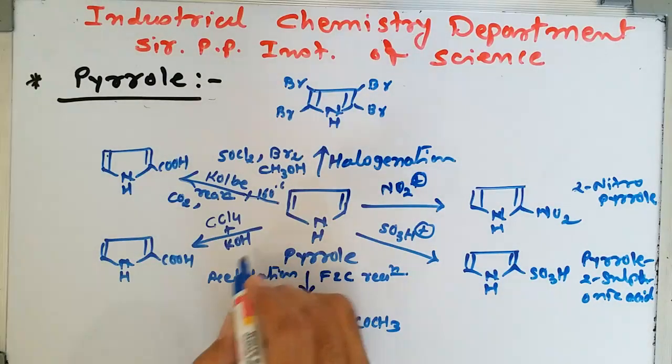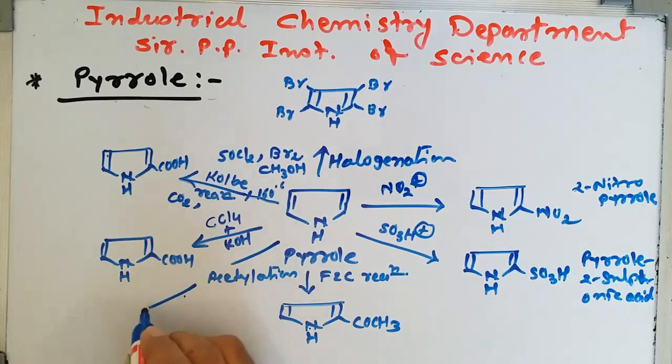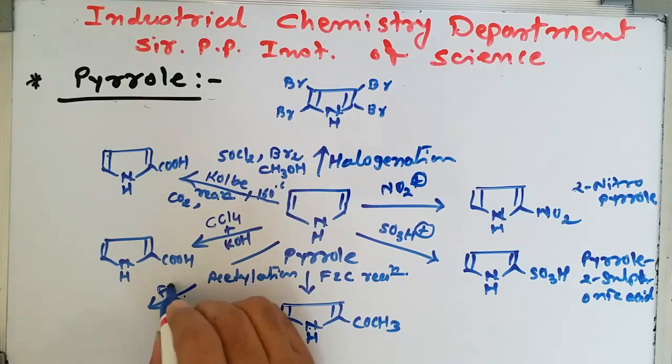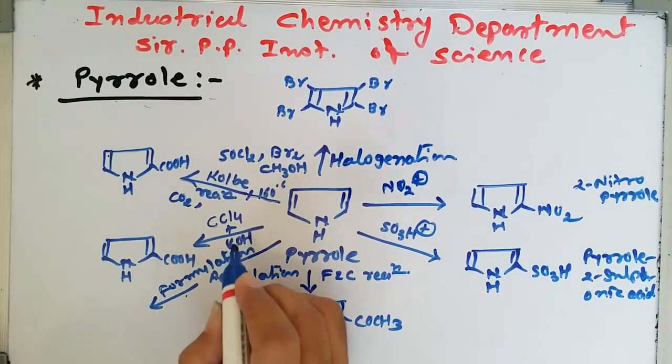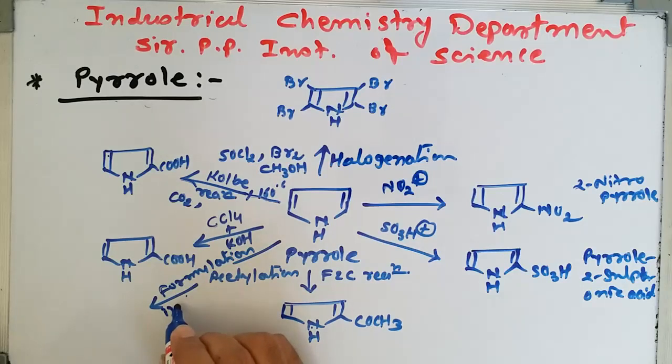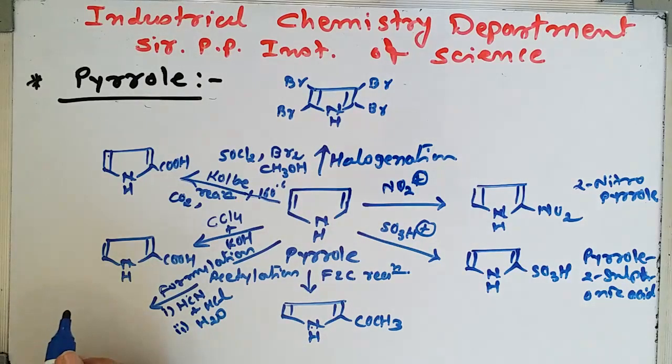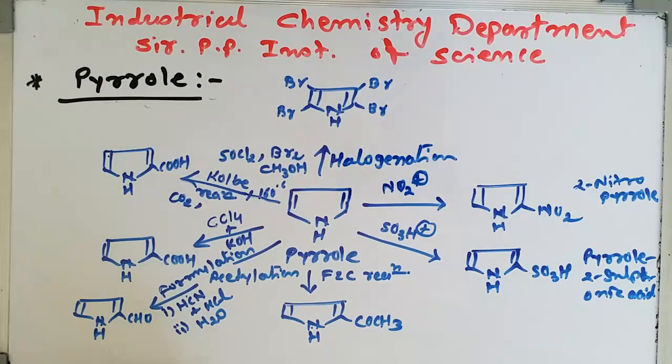If we treat it by formylation with the help of an HCN and HCl mixture, hydrogen cyanide and hydrochloric acid, and then hydrolysis, it gives pyrrole-2-aldehyde. The CHO group is introduced at the fourth position. So these are the different types of reactions of pyrrole.